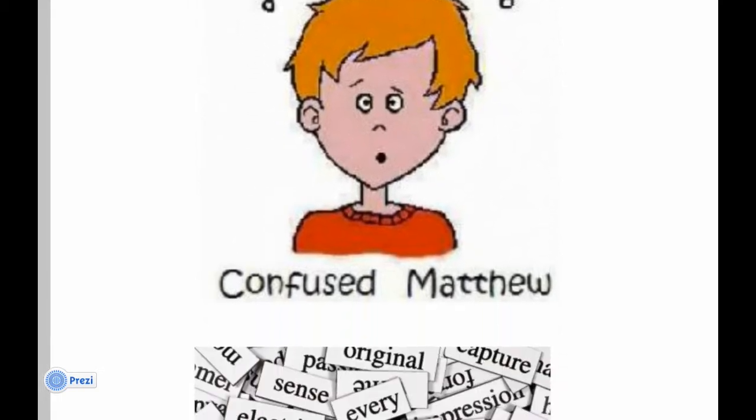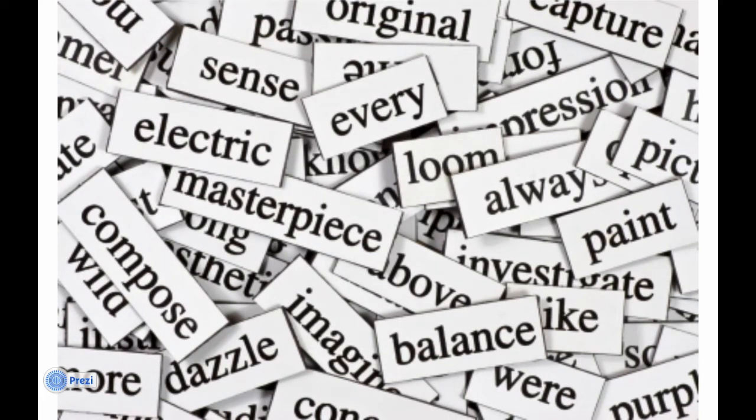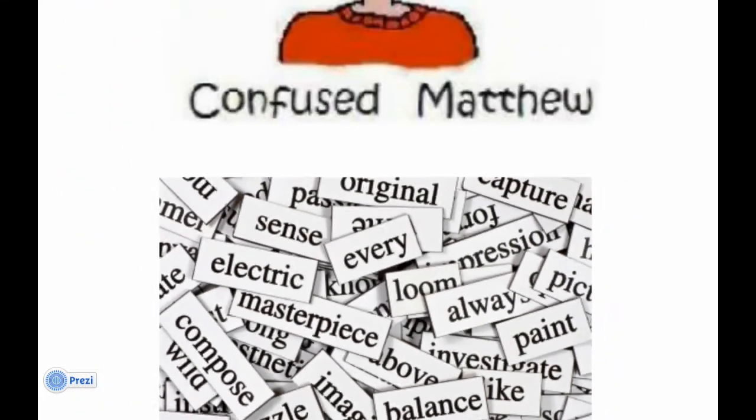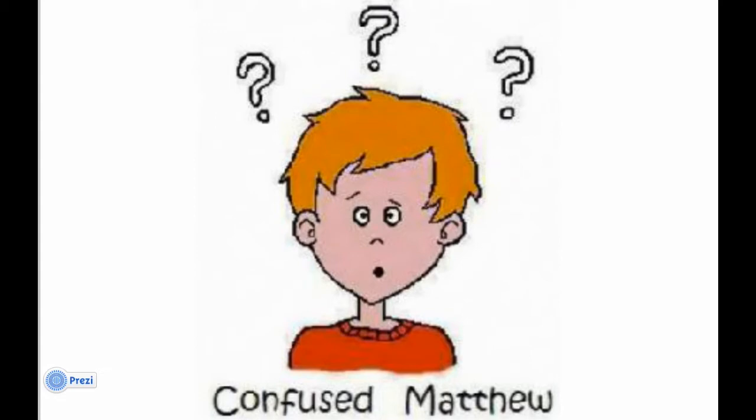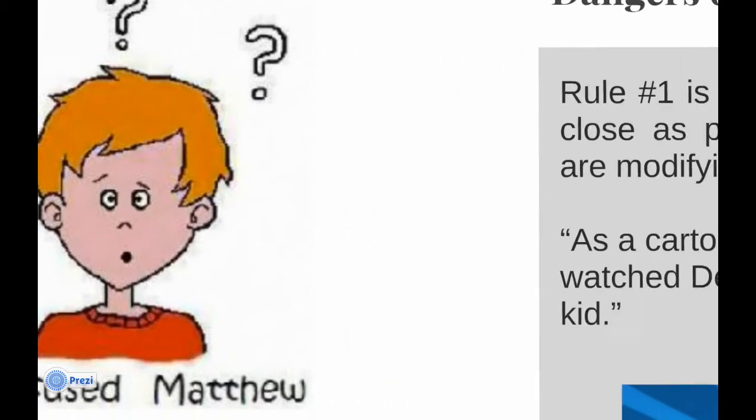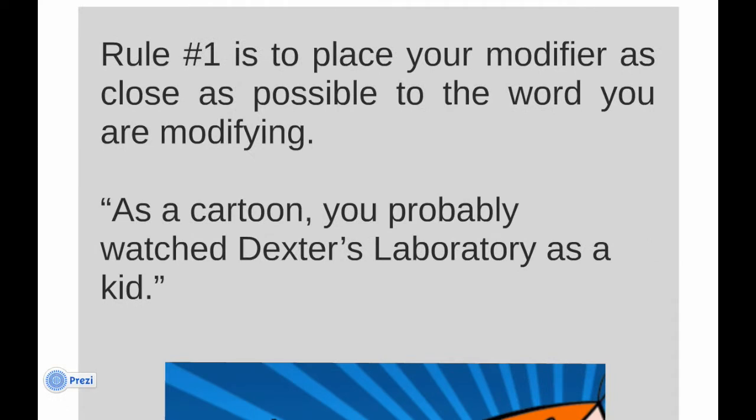Misplaced modifiers happen when our word order is jumbled. When things get mixed up, your readers may be very confused and question what you are trying to say. There are a few things to know about modifying words in order to avoid this confusion. Rule number 1 is to place your modifier as close as possible to the word you are modifying. For example, let's look at this sentence.